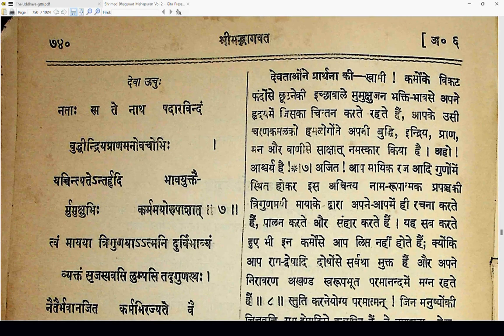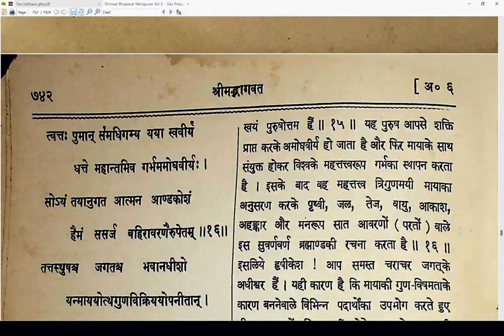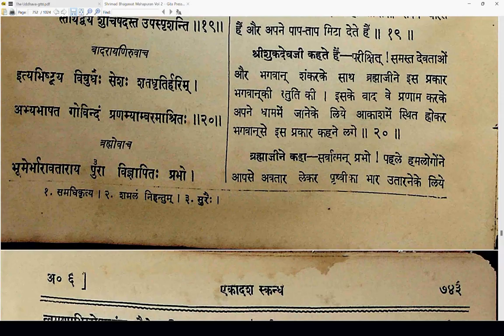So again from here all this. Deva uchuhu: they all recited a stotram, Natasmate nath pada arvindam buddhindriya pranamano chobhi yachintade antarhadi bhavayakte mokshavik karma yoga upashat, etc. There is a stotram, and we'll skip it because you all know how to recite the stotram. And then here comes the Brahmavacha. Brahma vadati punaha. Brahma is the leader of the world, Brahma is Aja.